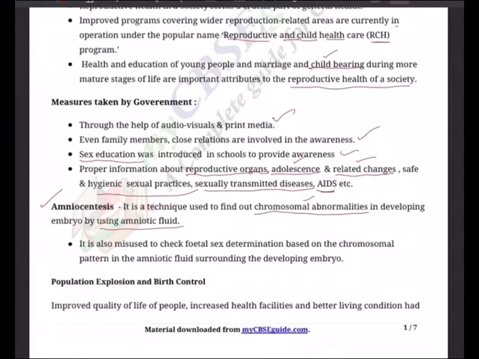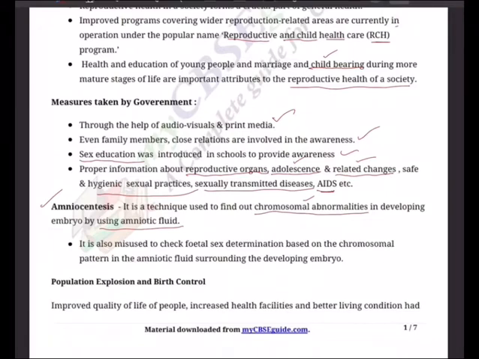Once the abnormality takes place and a syndrome, an abnormal child takes birth, it will be very, very cursing for the parents as well as the child. To avoid that, we, being biology students, use this amniocentesis test, and we come to know if there is any abnormality. So the doctor can suggest suitable remedies for that.